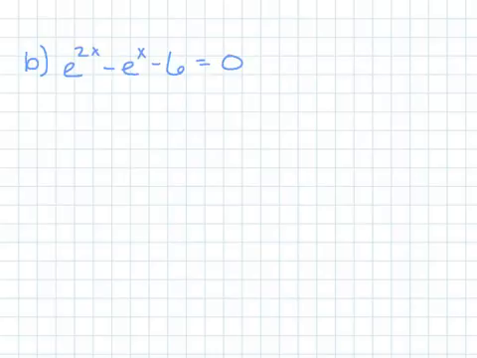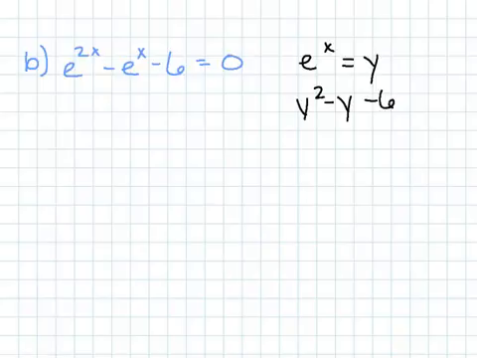Next example, letter B, we have e to the 2x minus e to the x minus 6 equals 0. Now here, this one's like a quadratic equation with exponents. So think of e to the x as like y. So I could rewrite this equation as y squared minus y minus 6. So it's just a quadratic, so I can deal with it the same way. So I can factor.